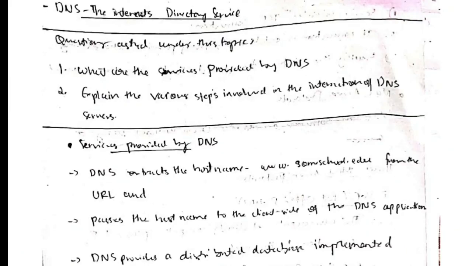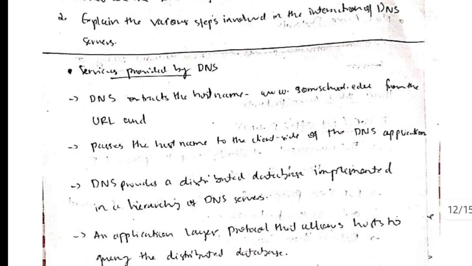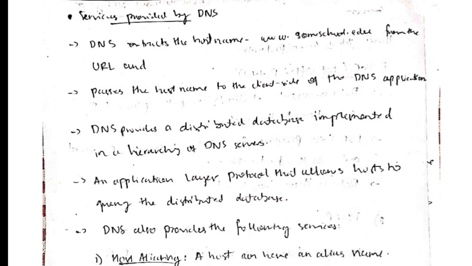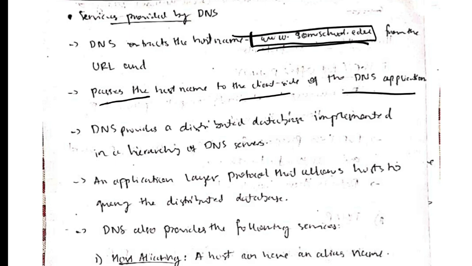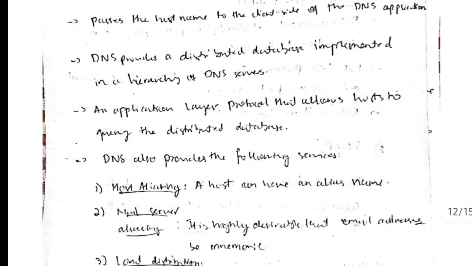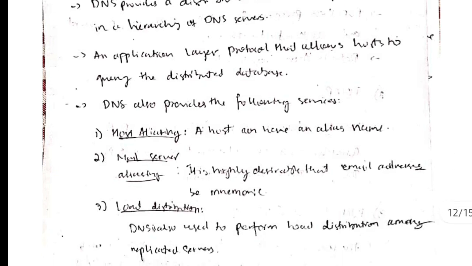Okay, let's now talk about DNS, the Internet's Directory Service. Have a look at the questions. Let's discuss the services provided by DNS. So what are the services provided by the Internet Directory Service? Firstly, it extracts the host name from the URL and passes the host name to the client side of the application. Then it services what is to be done, and we'll look at the hierarchy after some time. In the protocol, it allows the host to query the distributed database.